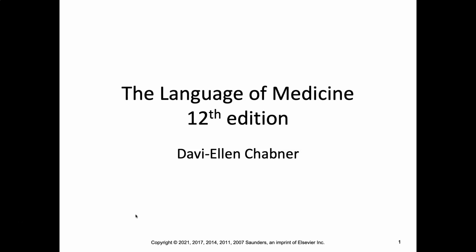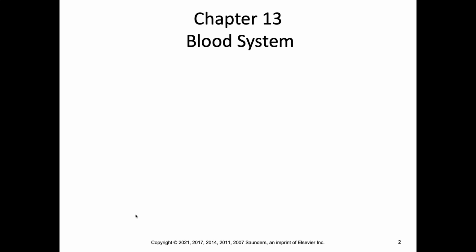We are studying the Language of Medicine, 12th edition by Davi-Ellen Chabner, and we are now on week 9. This week we are covering chapter 13, the blood system, which is this first video, and then there will be a second video on chapter 14, the lymphatic and immune systems. Our course objectives are the same as they have been all semester long, 8.1 through 8.7 for every chapter that we do. For this particular video and chapter, our unit objectives from the syllabus are 9.9.1 through 9.9.10. So if you want to take a look at those, you can.